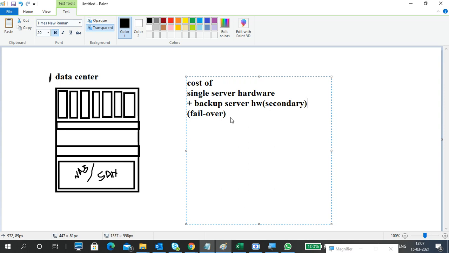That is a primary server, and this is a secondary, meaning a backup server. I am not just talking about data. Of course, backup is required. As you said, backup storage is required, because if you lose the data, we need a backup. We're adding one by one.